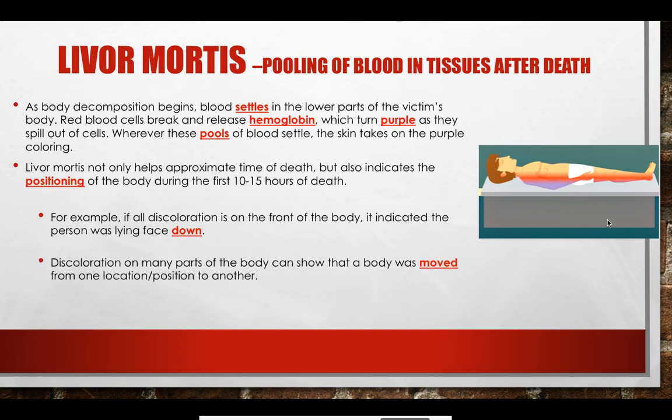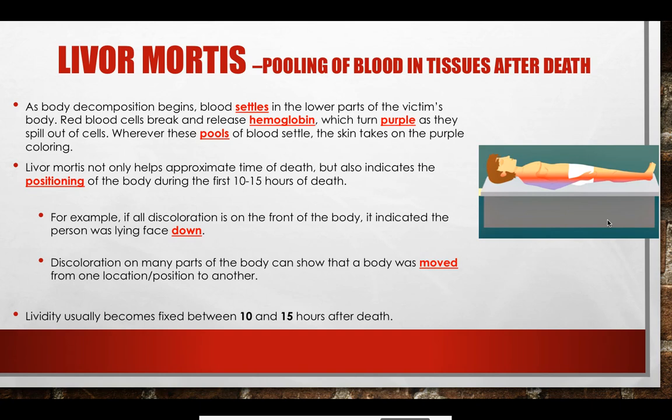However, if there is discoloration on many parts of the body, this may show that a body was moved from one place or position to another because the blood had started to settle at one position and then was moved and started settling at another. So this can really help to indicate if a body was moved during a crime.